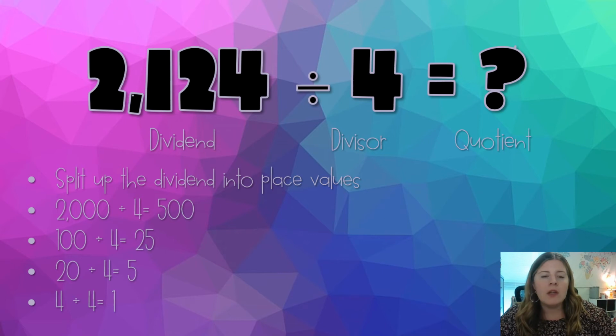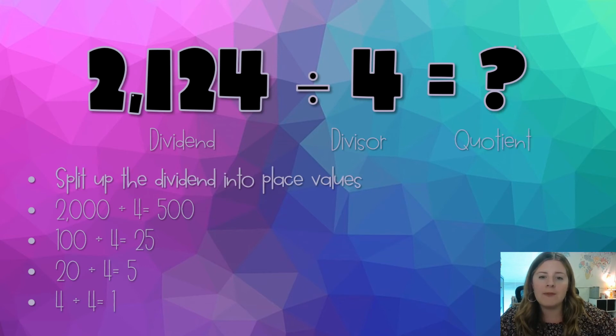So we have 2,124 divided by 4 equals a number. We don't know what the number is, but that quotient is a question mark because we're going to figure it out. So we have the dividend, which is 2,124. That's the number that's being split. The divisor is how many times it is being split, and the quotient is what we're going to get as a result from that. So our first step is to split up the dividend into place values.